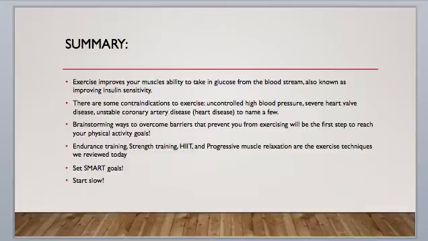To summarize what we have reviewed today, exercise improves your muscles' ability to take in glucose from the bloodstream, also known as improving your insulin sensitivity. There are some contraindications to exercise: uncontrolled high blood pressure, severe heart disease, unstable heart disease, just to name a few. Brainstorming ways to overcome barriers that prevent you from exercise will be the first step to reach your physical activity goals. Endurance training, strength training, HIIT, and progressive muscle relaxations are the exercise techniques we have reviewed today. Set SMART goals. Start slow.